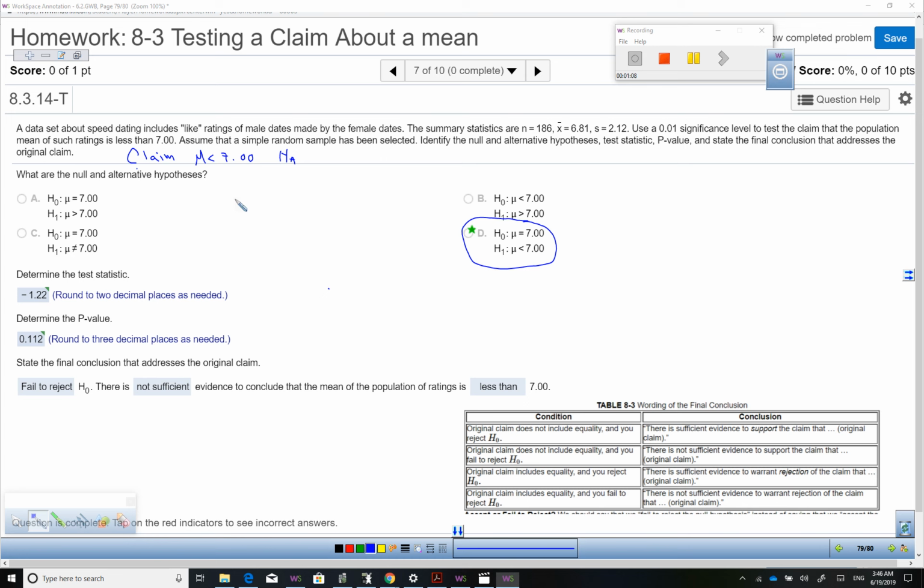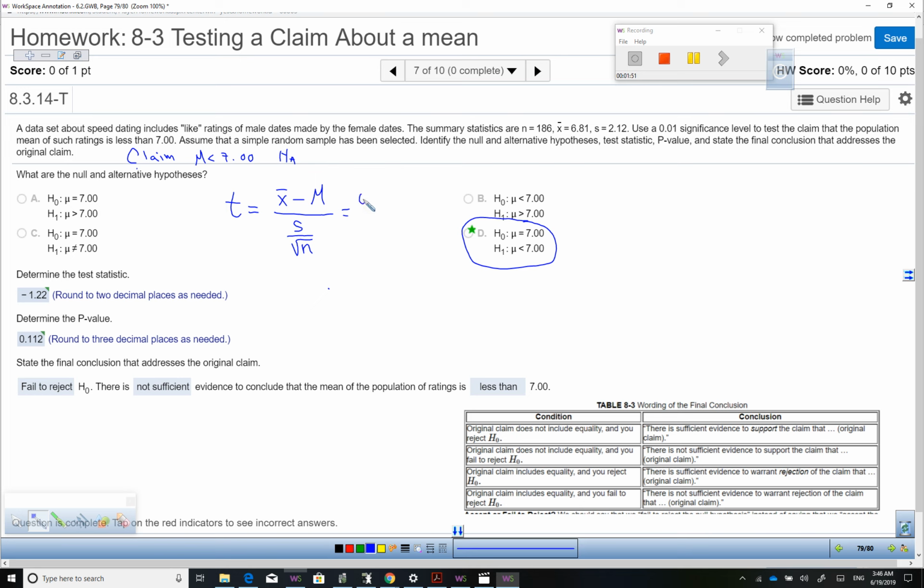There is a formula for that. Let me show you the formula. It's right here. T is equal to x bar, so the mean from the sample, minus mu, the assumed mean, the one on the null hypothesis, over the sample standard deviation over the square root of the sample size. So that's how you calculate the test statistic the long way. So let me type that, and let me actually replace the values here.